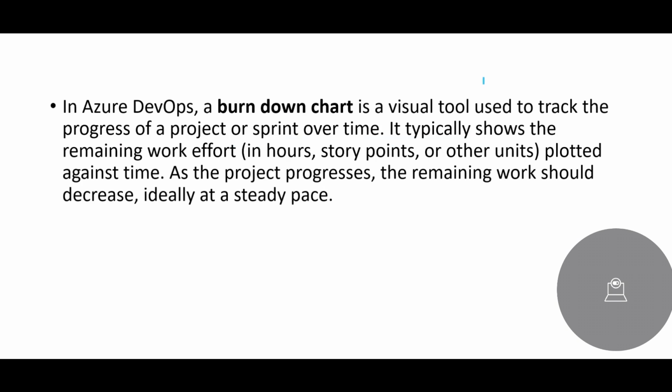What is a burn down chart? You can track progress of a sprint over time. Burn down means remaining; it shows remaining work effort, like in hours. For example, you will come to know that out of 30 story points, 5 are done, 25 are remaining. So 25 is your burn down metric. That is what the burn down chart shows.